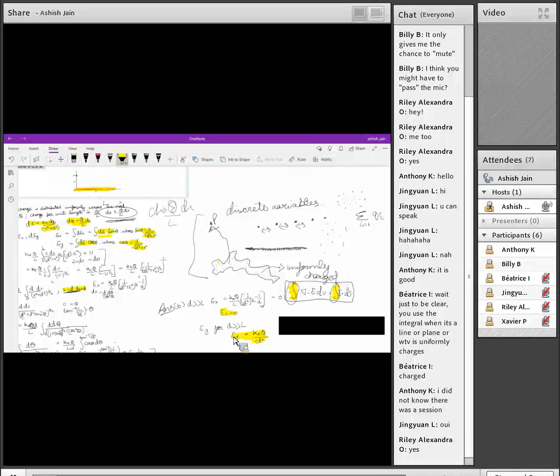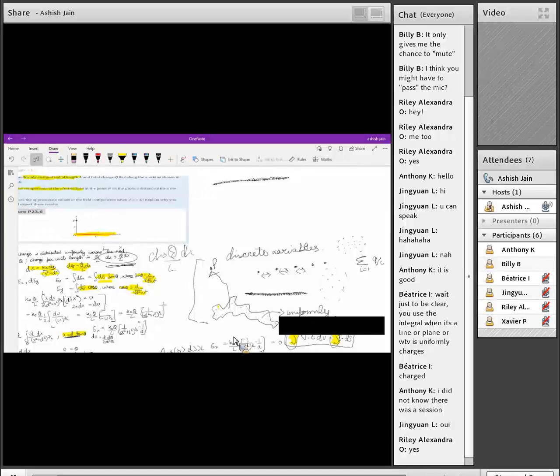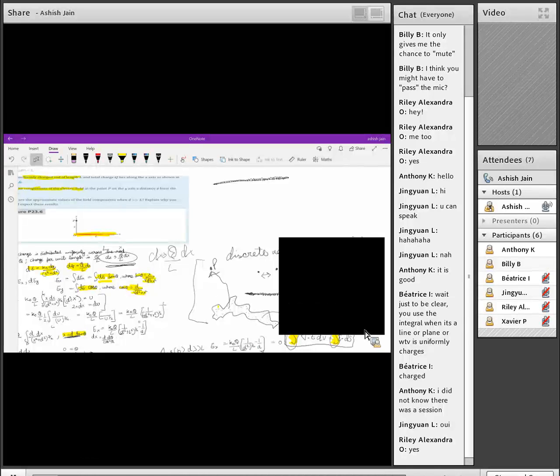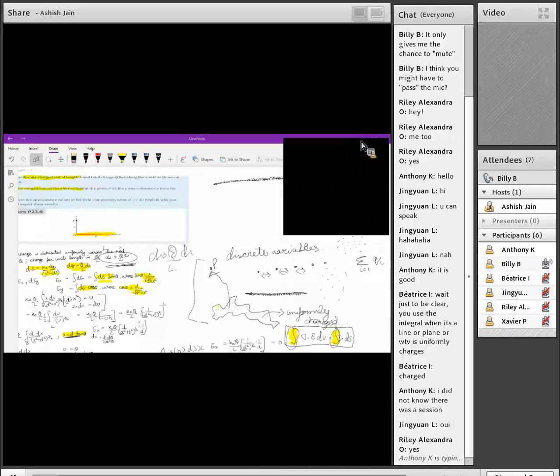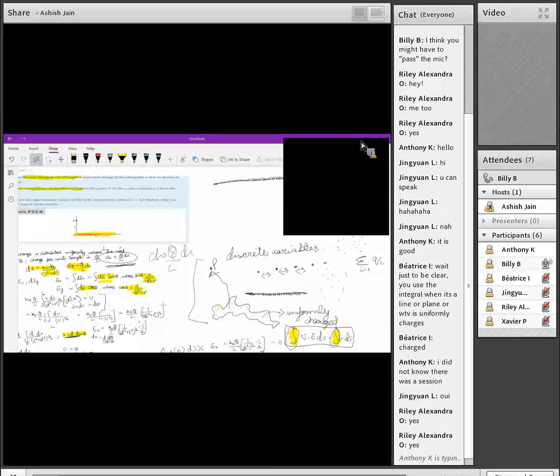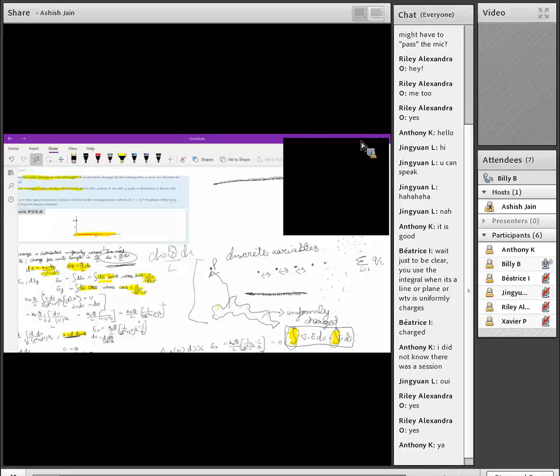So how did I get it? I get it from the point when it says it's a uniformly charged rod of length L and I have to find the electric field at point P due to the whole rod. Everybody's with me on this? Perfect. Thank you very much. Okay, Billy, go ahead with your second query.